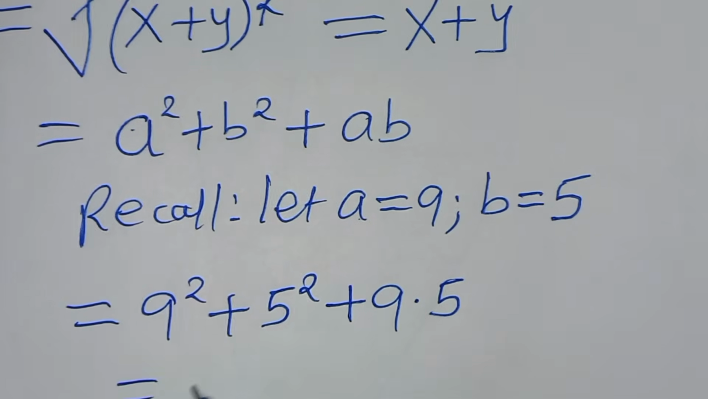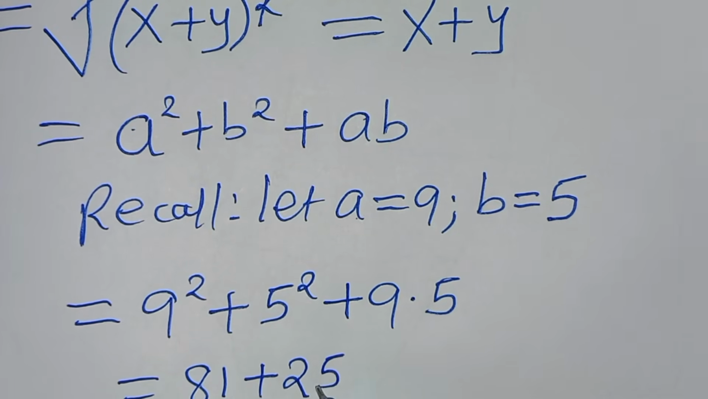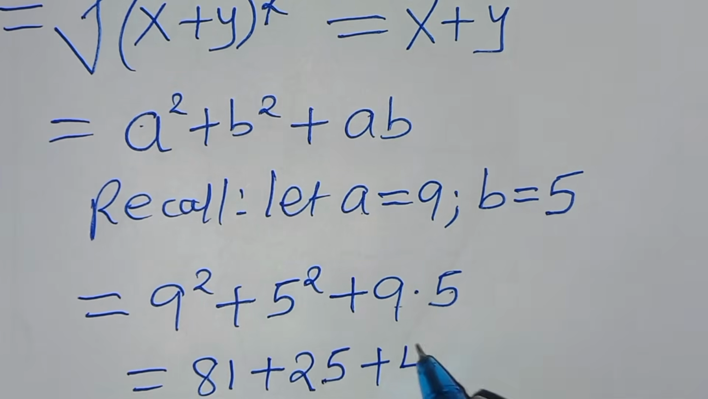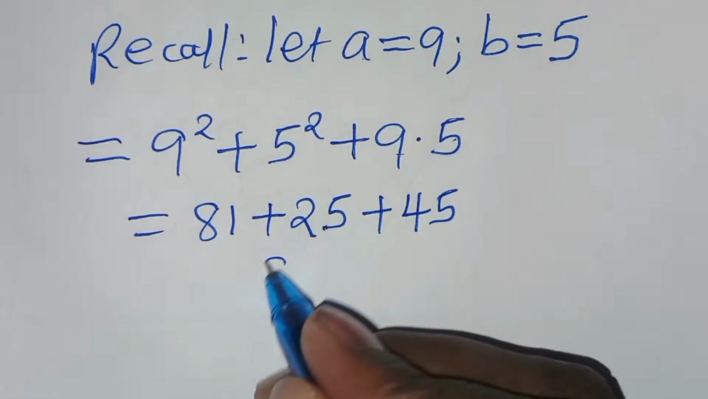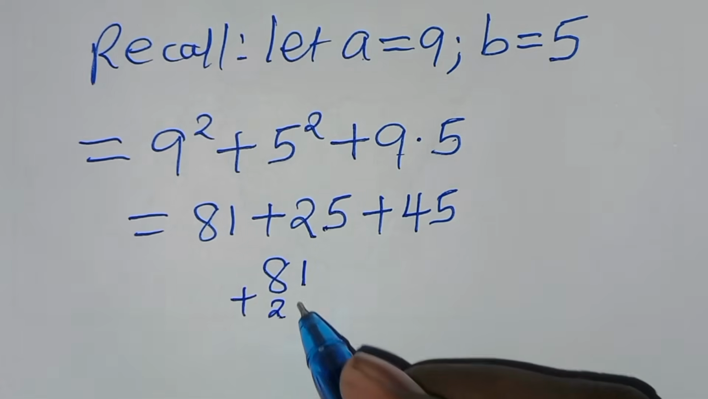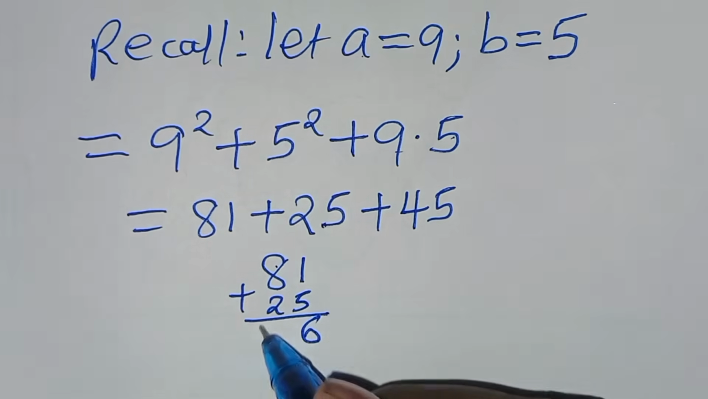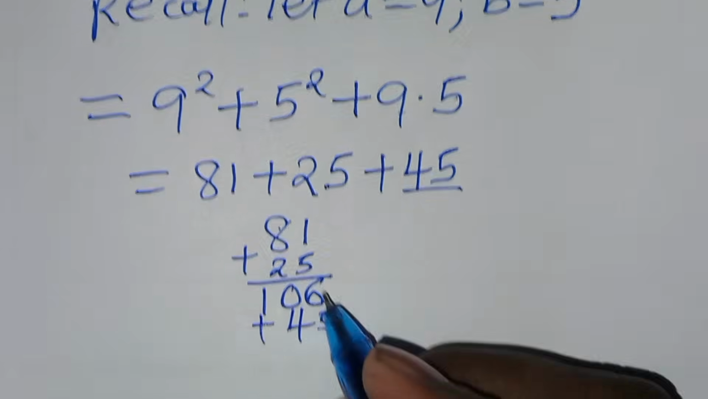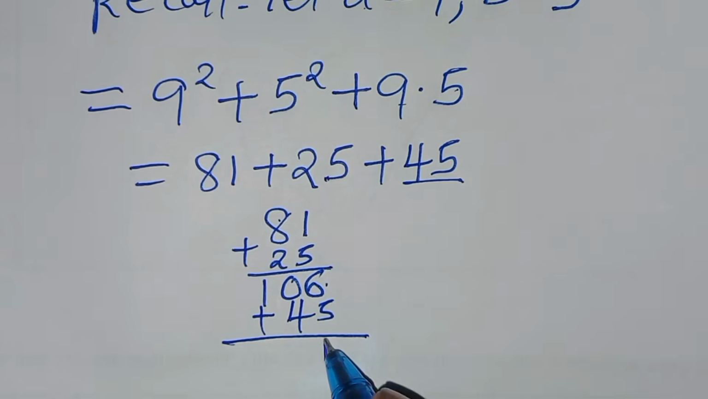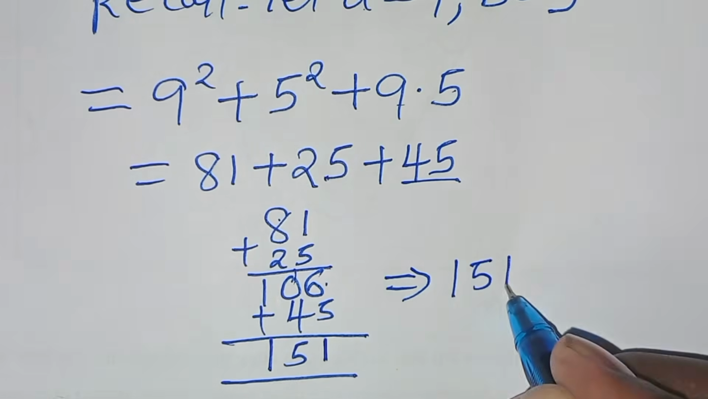So 9 squared is 81, plus 5 squared, which is 25, then plus 9 times 5, which is 45. So this is the same thing as 81 plus 25, this is 106, then plus 45. So here we'll have 5 plus 5 is 10, 1 carry 1, and then 1. So the solution to this radical problem is 151.